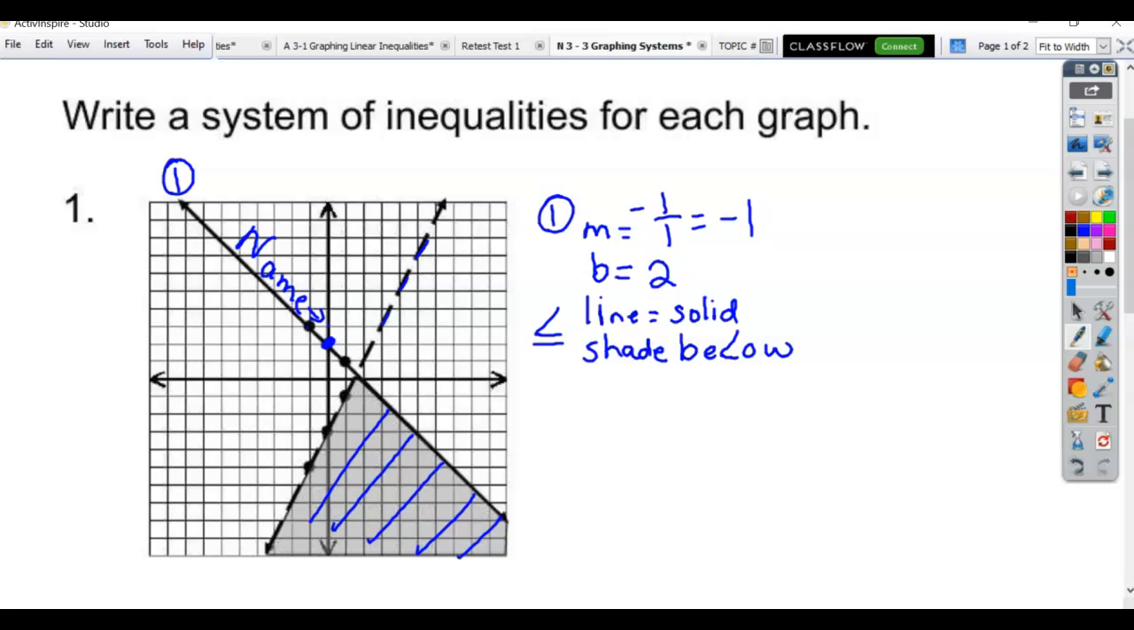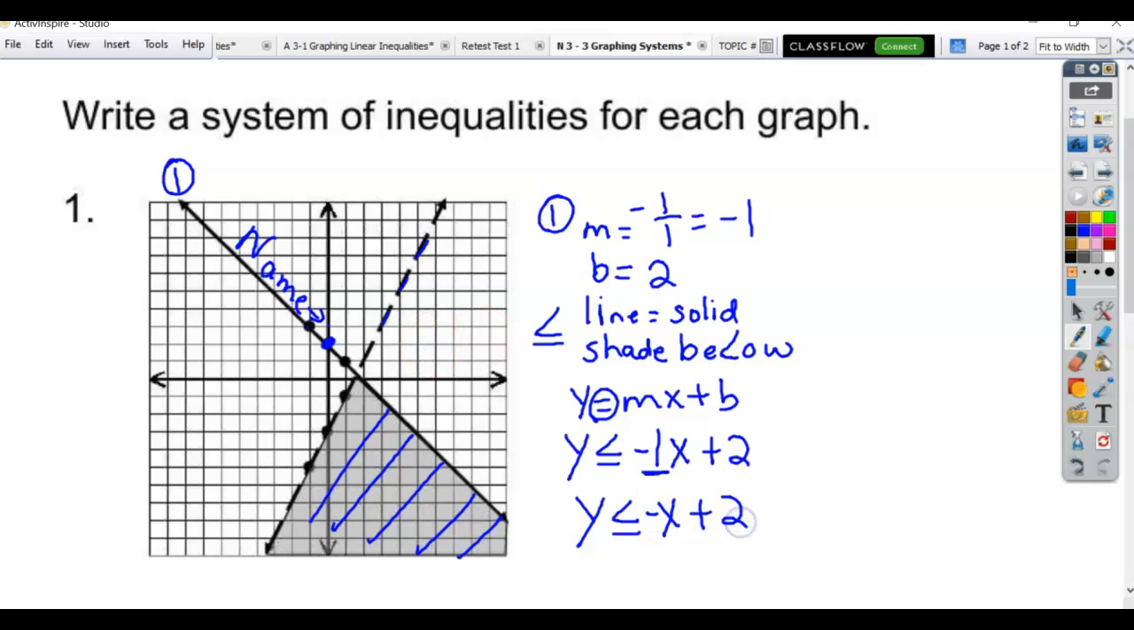So if I write this inequality in the form of y equals mx plus b, of course, this would be changed to an inequality. I would write it as y, put my inequality less than or equal to. My m is a negative 1, put your x, and my b is a positive 2. Now, you usually don't see the negative 1 written there, so your first inequality would be y is less than or equal to negative x plus 2.